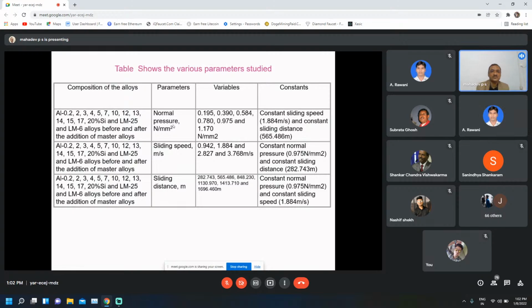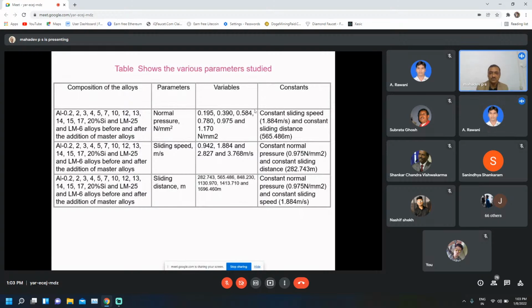So this table shows the various wear parameter studies. You can select the first column as the composition of the alloys or the composite, the material you want to develop with various compositions. I have shown the various percentages of silicon added to LM25 alloy, that is A356 alloy, and LM6 alloy, before and after the addition of master alloys of aluminum 3 titanium, aluminum 3 boron, and aluminum 10 strontium alloys. The various wear parameters which can be varied are load, that is normal pressure, sliding speed or velocity, and time or sliding distance.